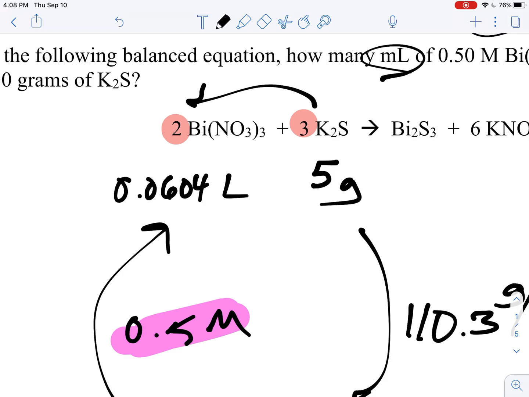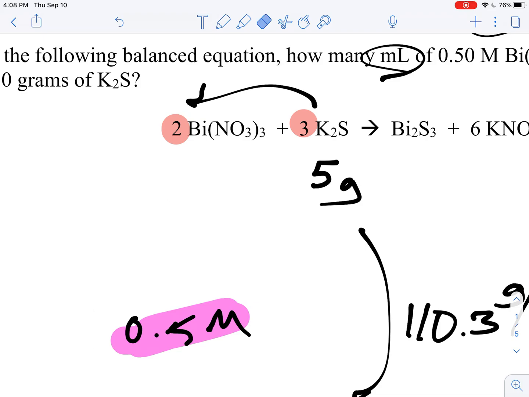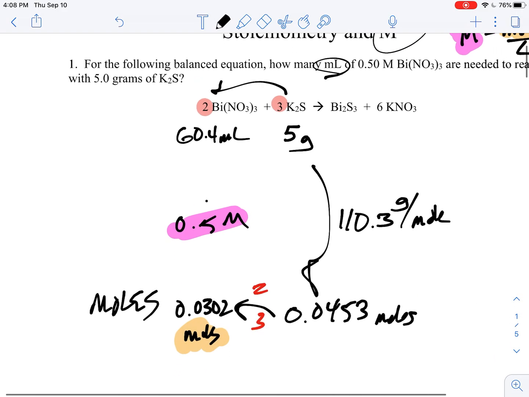So fine, multiply it by 1,000, 1, 2, 3, and you should end up with 60.4 milliliters as your answer there. Because remember that there are 1,000 milliliters in a liter.